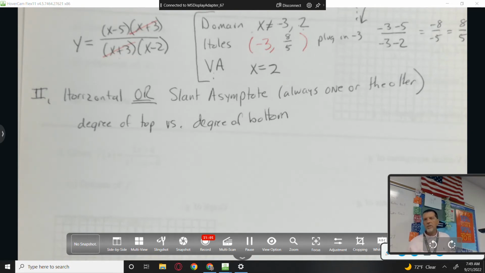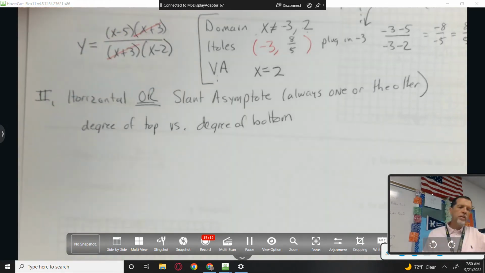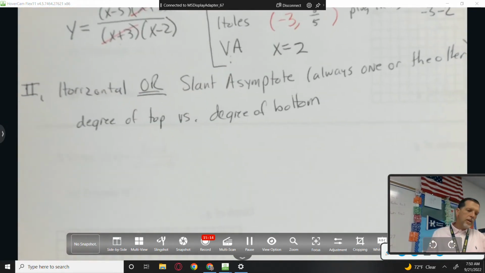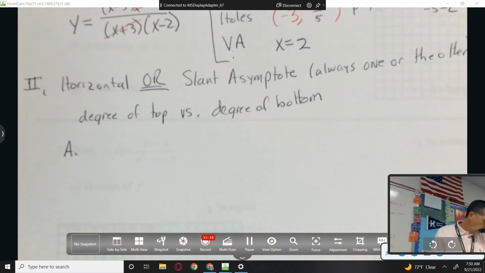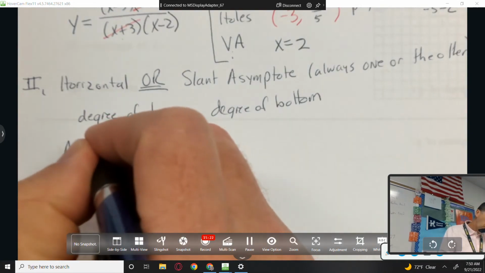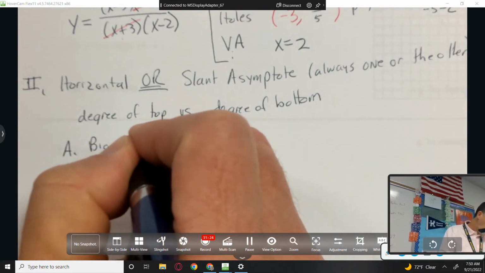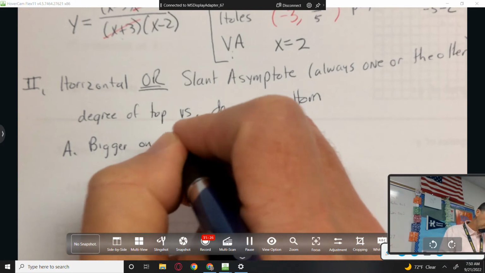When we say degree, what do we mean by that? Which power of x? Yeah, the largest power of x. So we're looking for the highest power of the top, the highest power of the bottom, and we're going to compare those. And here's our three possibilities. It could be bigger on bottom.